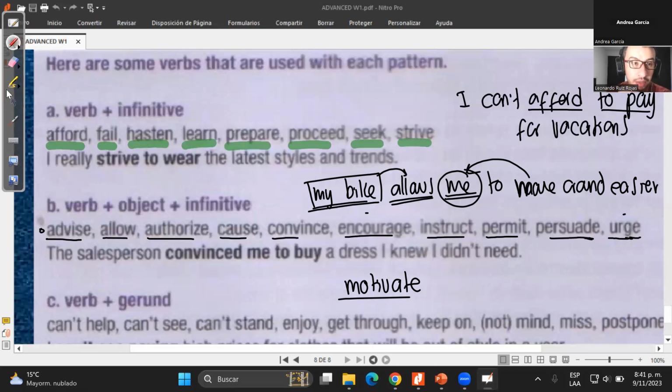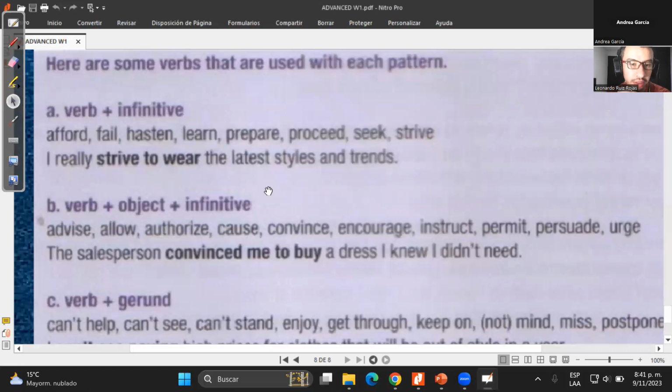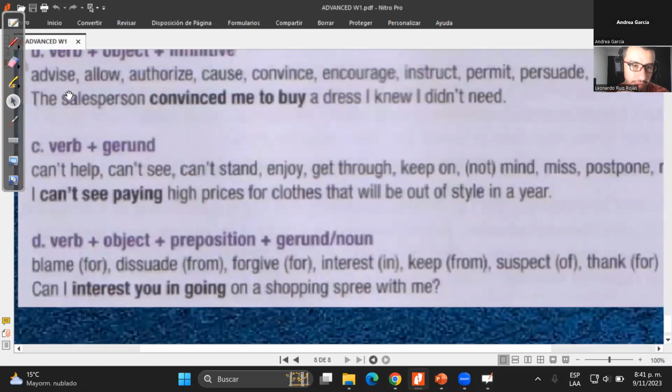And then when we talk about infinitives, pardon, gerunds, right? When we talk about gerunds, we're going to have the other two patterns. The first one, which is the same that we have seen, can see other different verbs, like for example, can help, no poder evitar, can see, no poder ver, can stand, no poder soportar, right? Enjoy, get through, vamos a pasar por, keep on, ya estamos hablando de phrasal verbs, don't mind, porque ya vimos miss, postpone, bueno, eso ya los habíamos visto, right? Entonces, in that case, normally, they don't receive any object.